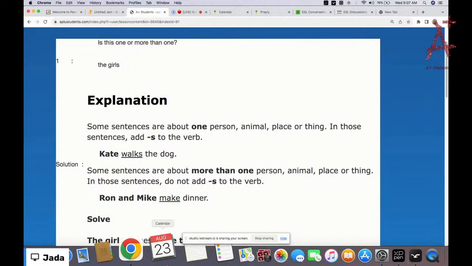Now let's look at this. We have some examples. We're going to go through some examples first before we go through the test.